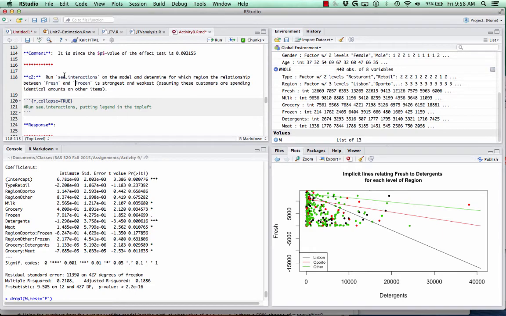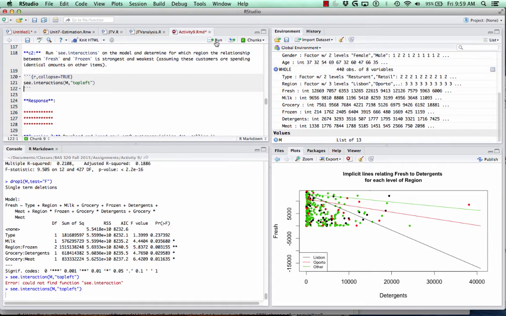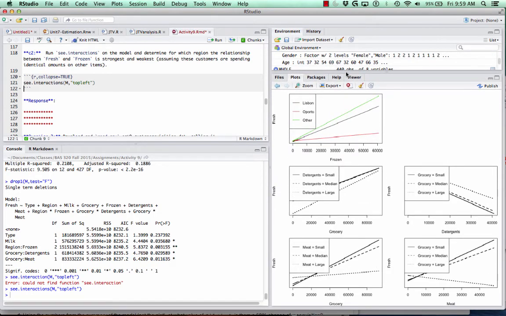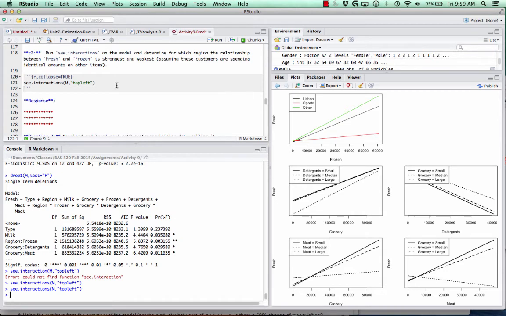All right, second part says, let's run some interactions now to see all of the interactions in our model as a whole. So we have a bunch of interactions. We could write out the implicit regression equations, but that's hard. So let's go ahead and run this, and let's not typo it. And here we go. Here are all the interaction plots for all the interactions in our model. I'm going to run that one more time to resize the legends here.